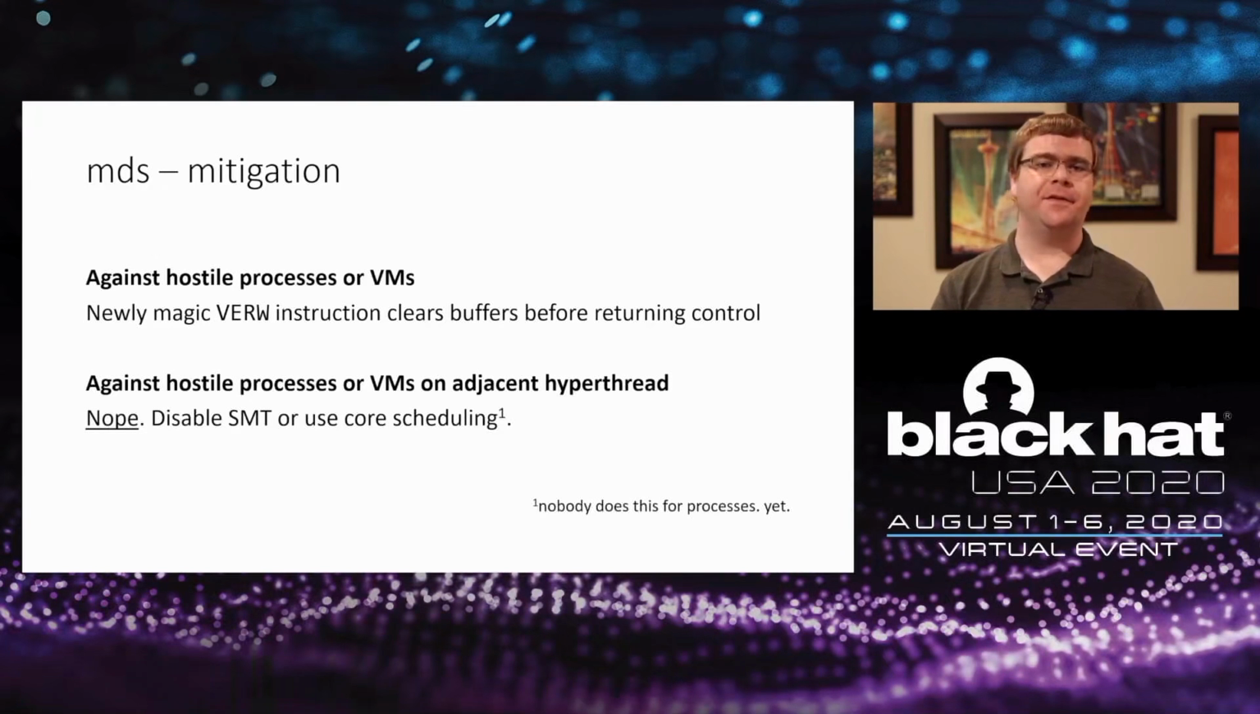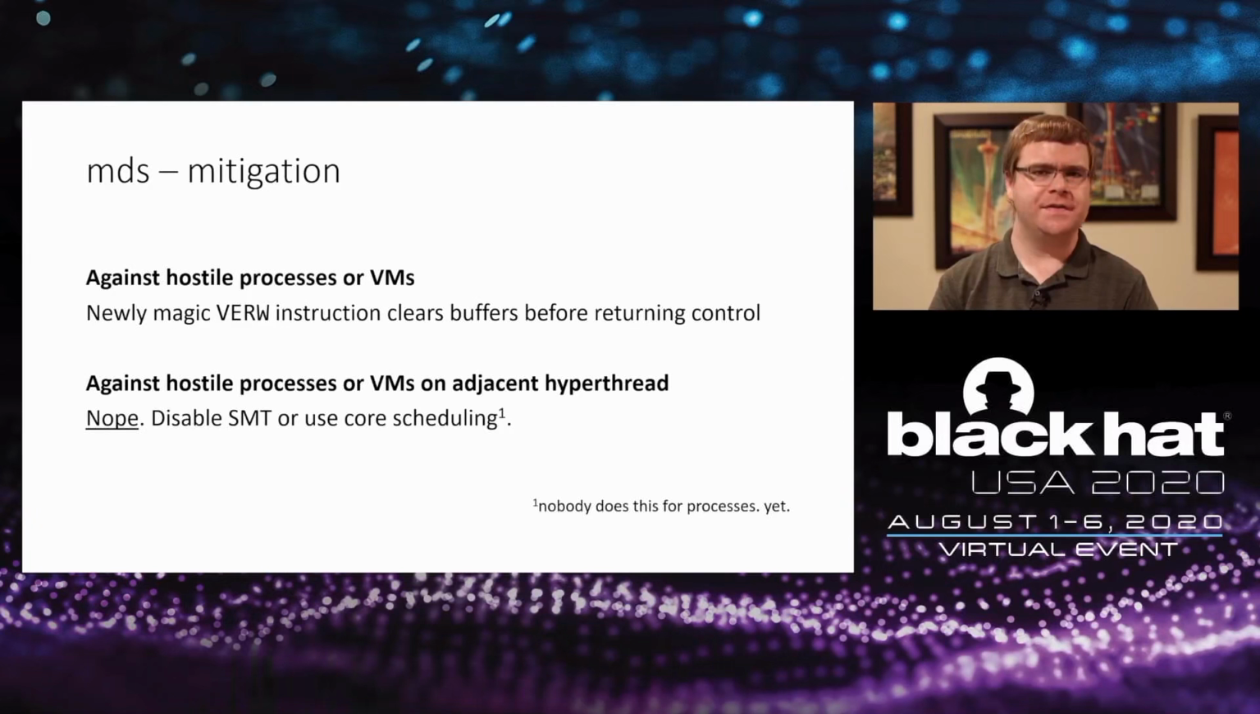And, stop me if you've heard this one, we need to worry about hyperthreading. A lot of these buffers are shared across logical processors, and there's no way to partition them. For VMs, the answer is core scheduling. But now, we even need core scheduling for processes on the same kernel.